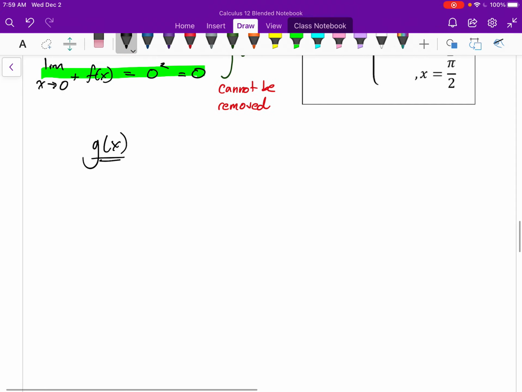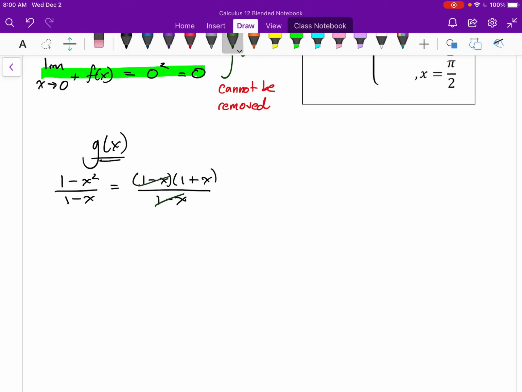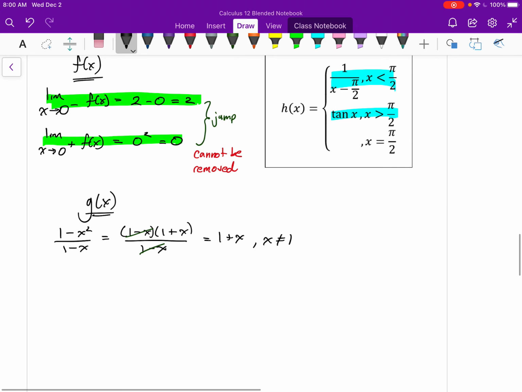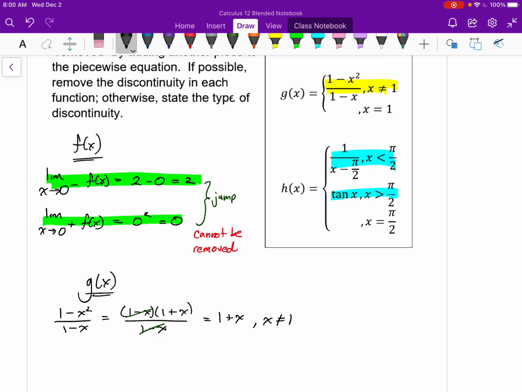Let me write down the equation for the one piece I'm really looking at: 1 minus x squared over 1 minus x. That's the entire function except at 1. So let's first simplify this a bit. I have a difference of squares in my numerator, and so I can simplify this down to 1 plus x. Now I could say it's 1 plus x, except where x equals 1, but that's already stated in the restriction: we only look at that piece if x doesn't equal 1.